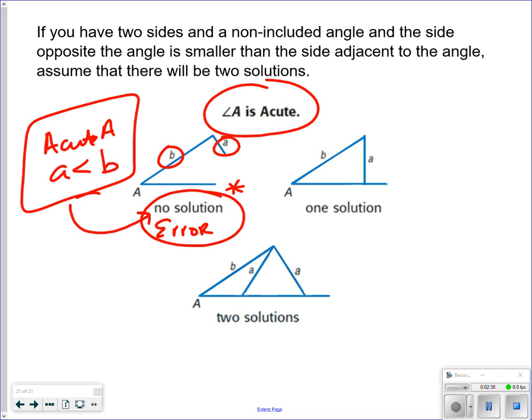Next, you could have one solution. This doesn't really happen very often, but if you happen to get this angle to be 90 degrees, there technically is only one solution. Again, that will not occur on your test or on your quiz, but technically speaking, it could happen. And here's the big one. Here's the one that is honors level. Now I'm given angle A, and it's an acute angle, and the side a is smaller than b. That is two solutions, and we'll talk about how we're going to handle it when I actually get into some numbers.